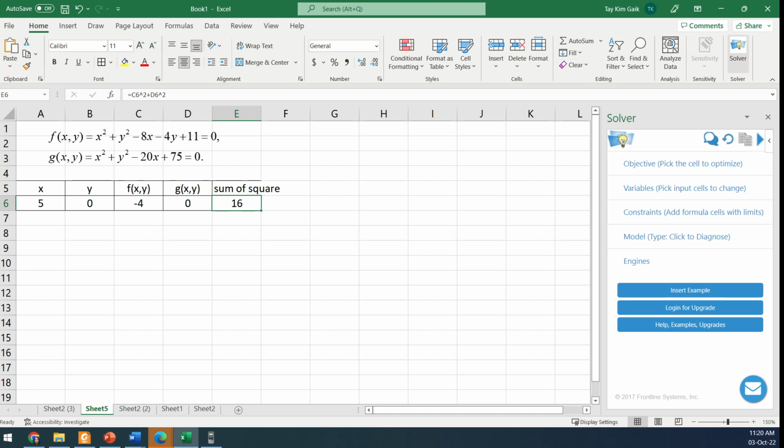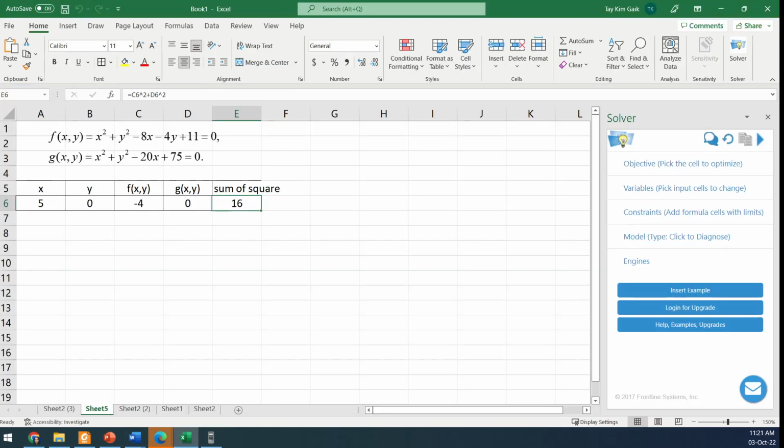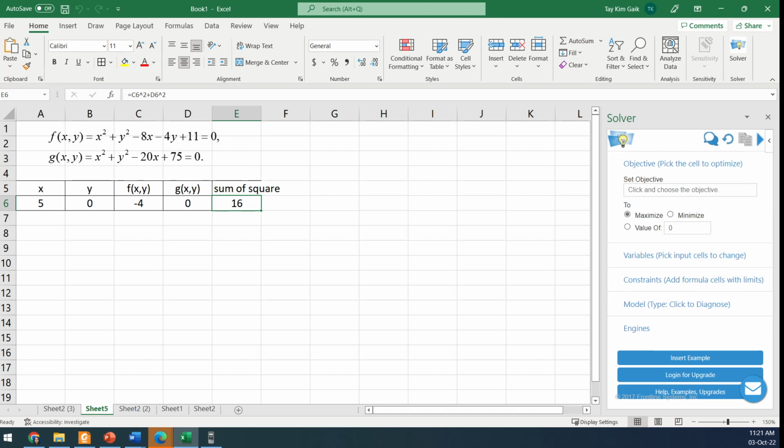Microsoft Office 365. So the layout is a little bit different. Yesterday when I tried, it was still the old layout, but today it suddenly changed to the new one. The old one will be like this layout. Set objective: click the cell of the objective, which is the sum of squared. We want to minimize it to 0 by varying the cells x naught, y naught, and then you just solve. Now this is the new layout objective.